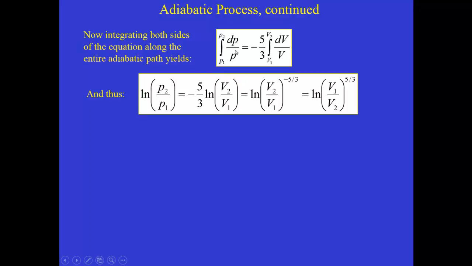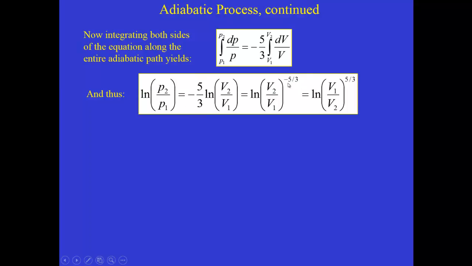And then we're going to simplify this right-hand side in two separate steps. First, we remember that when you have a constant multiplied by a natural log, it's the same as the natural log of the argument raised to the power of that constant. So this is the same as the natural log of V2 over V1 to the negative 5/3 power. The negative 5/3 simply ends up in the exponent.